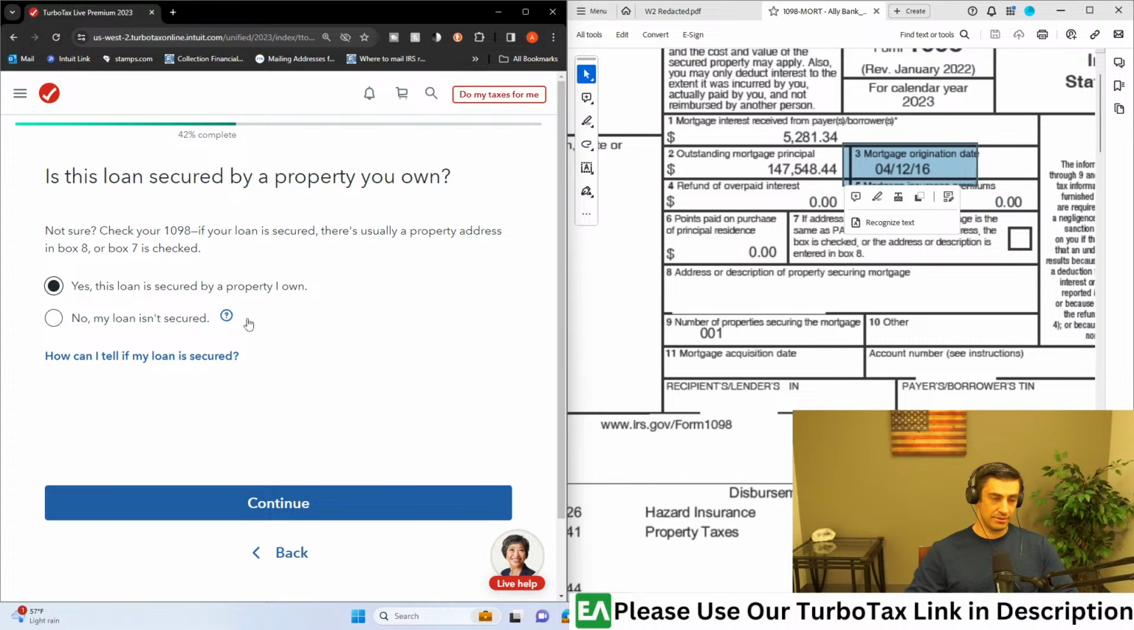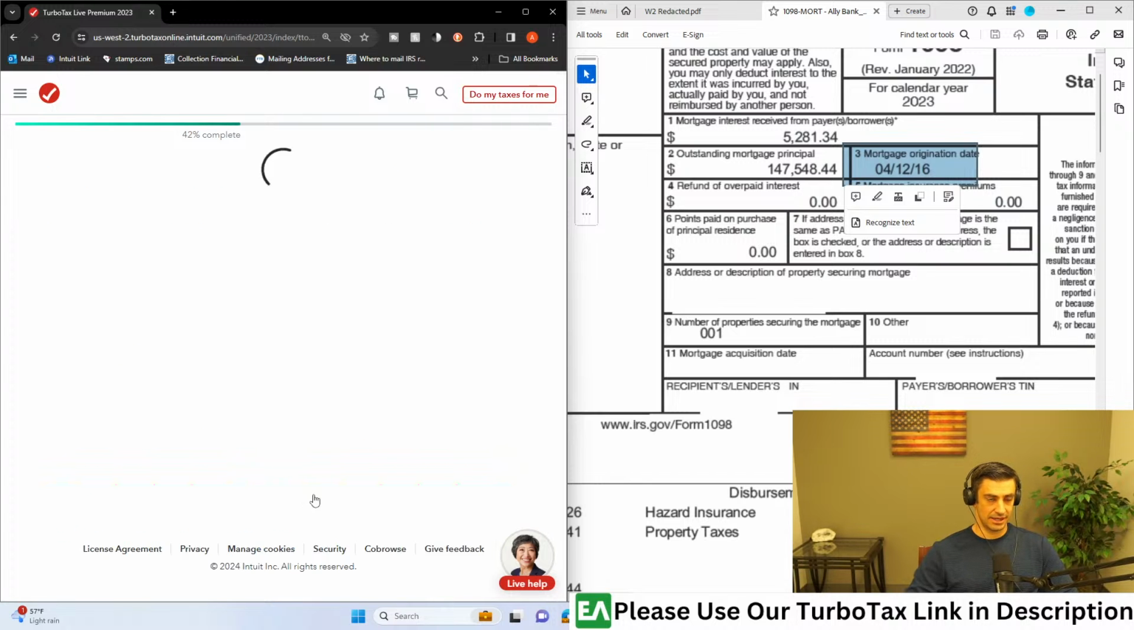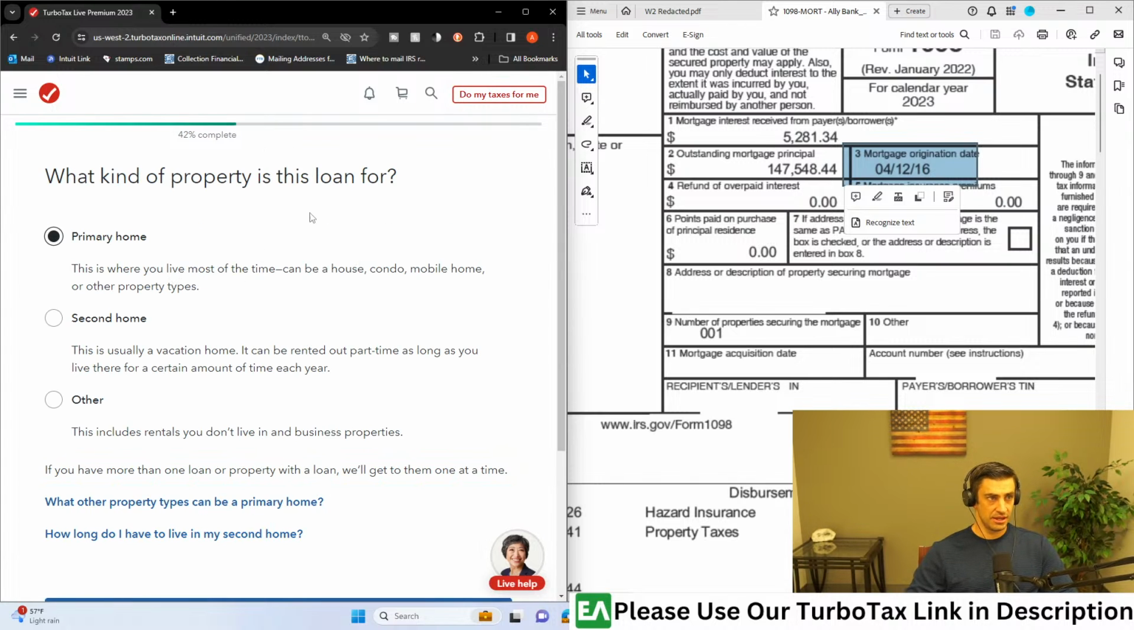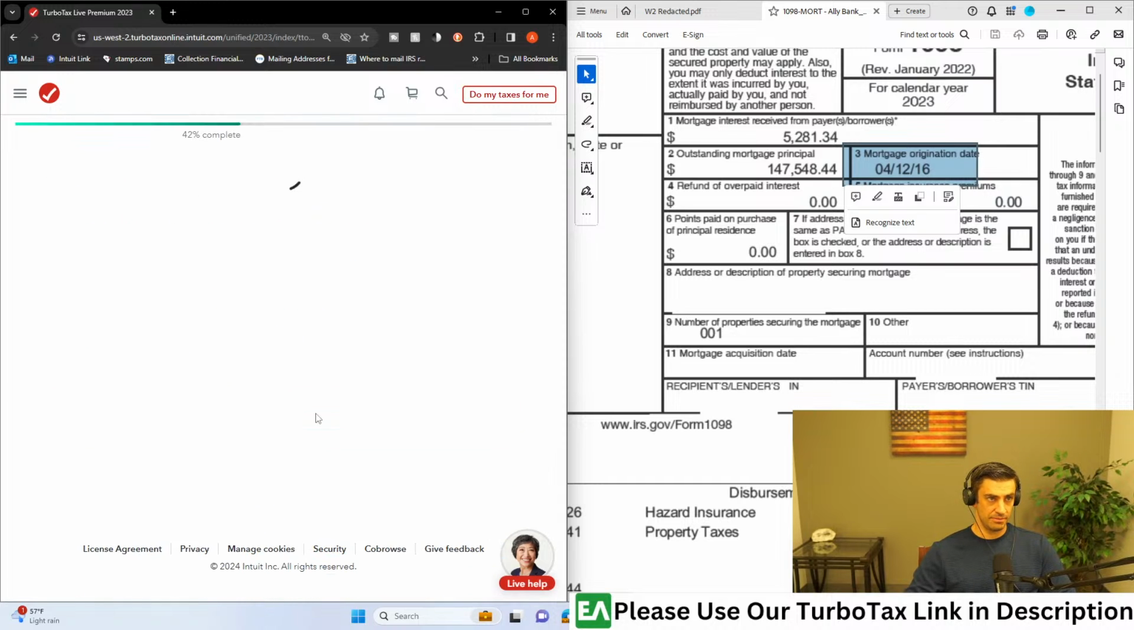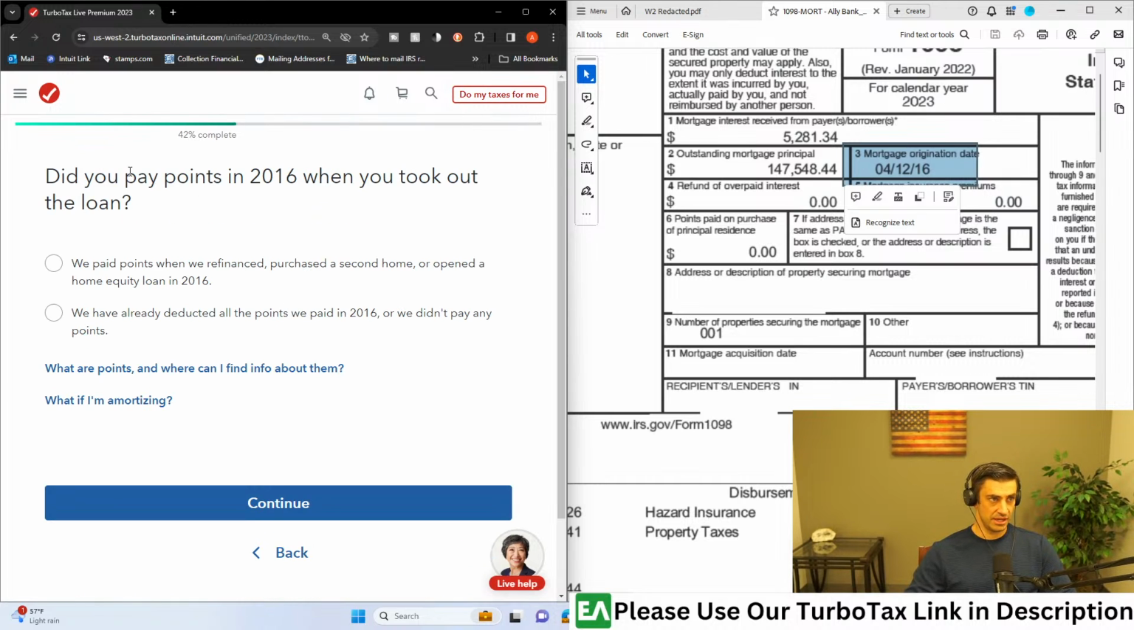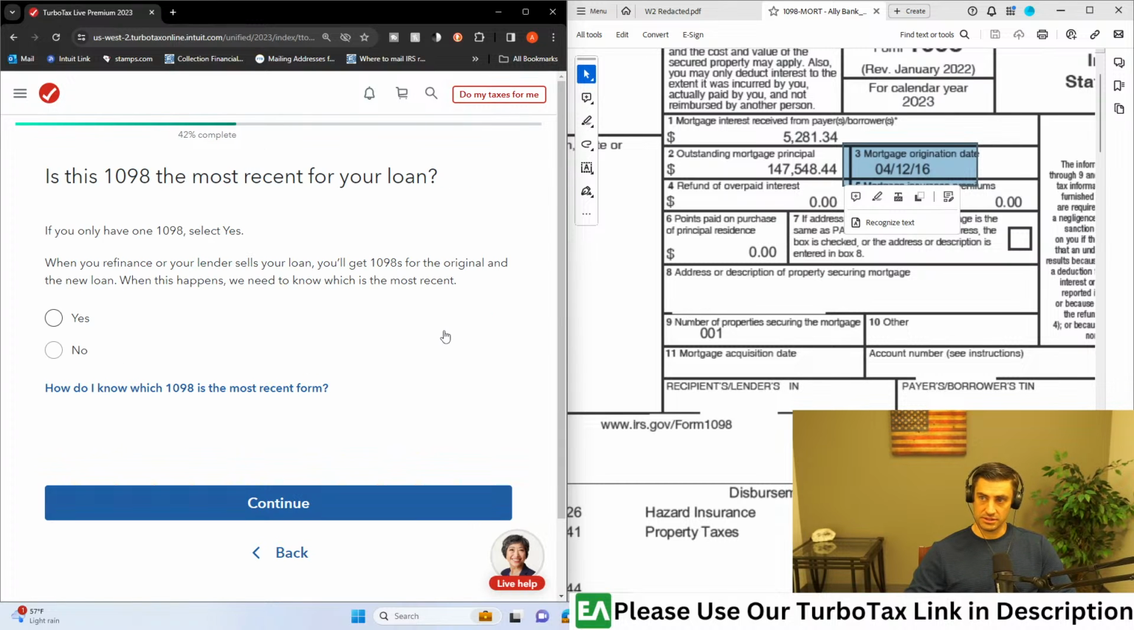Is this loan secured by a property you own? Yes. 9 times out of 10, it is. I don't think I've ever actually seen it where it's not. I'm going to say this is my primary home. Yep, primary home. So it goes on a Schedule A. Did you pay points in 16? No. I'm going to say no, we did not. We've already deducted. That's generally what happens in these situations here.